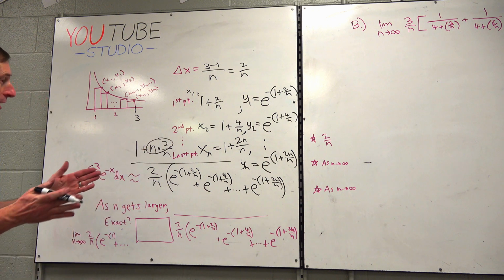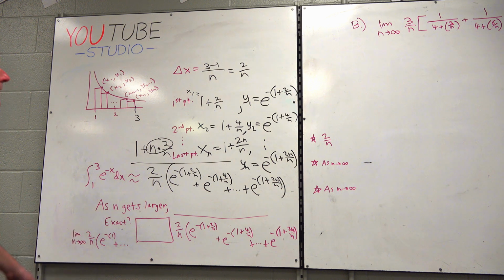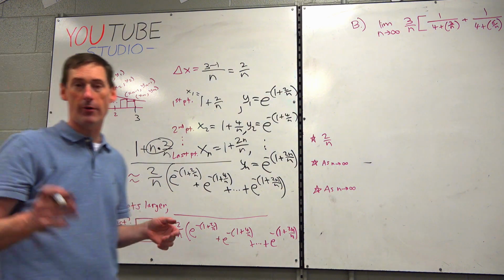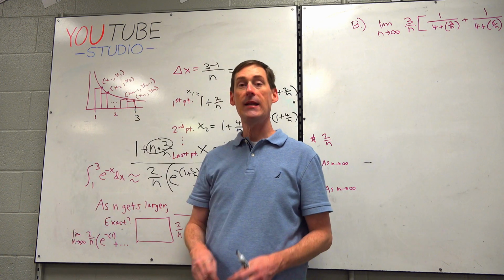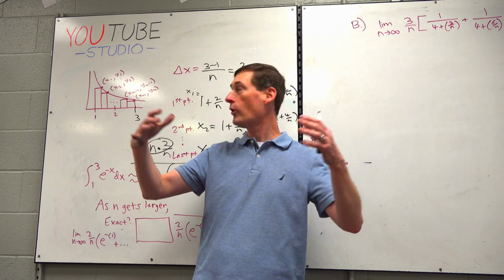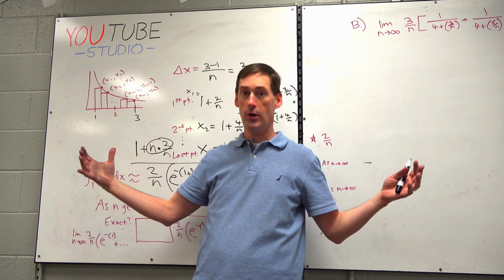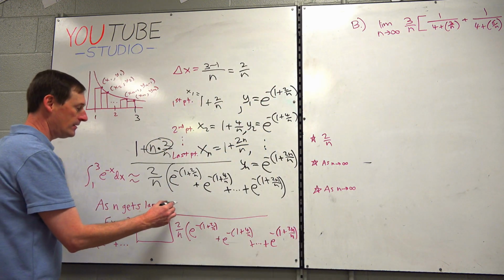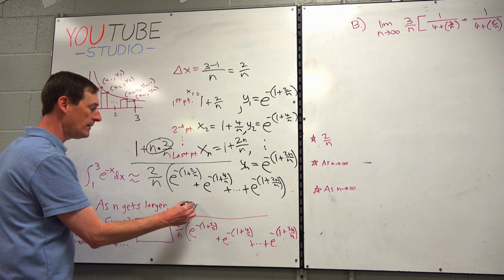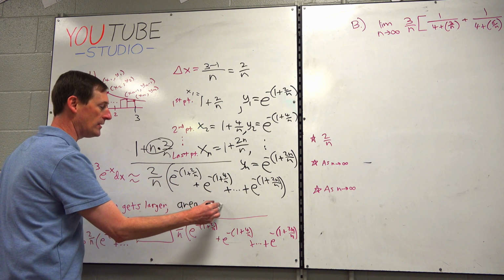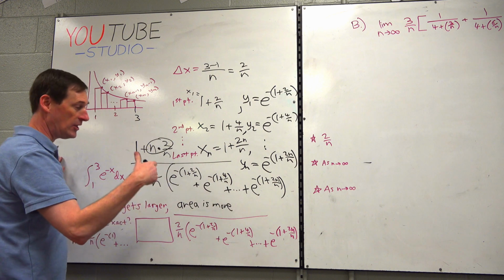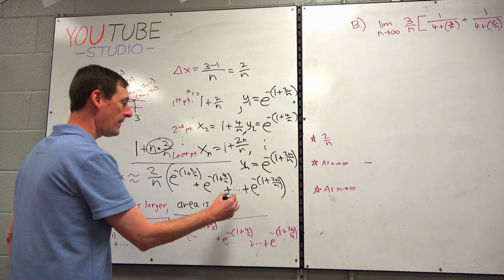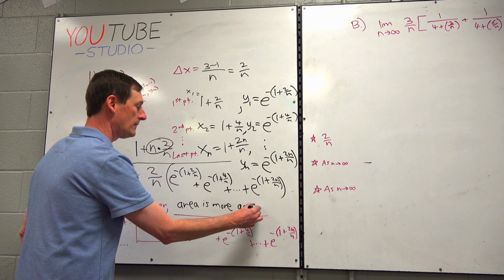All right, so let's talk about this. As n gets larger, isn't that the number of rectangles? As the number of rectangles gets larger, as you cram more and more rectangles in there, don't you get better accuracy, right? Okay, let's say the area is more accurate. The area of the rectangles is more befitting of the actual integral, which is always exact, right? So the area is more accurate.